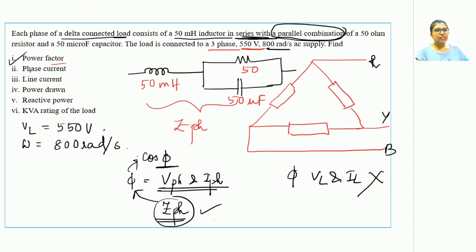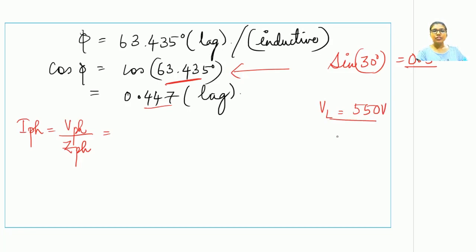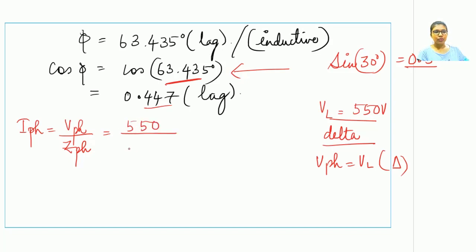The second bit is asking us for the phase current. For the phase current, the expression is given as V phase upon Z phase. Is the value of V phase known to us? Not yet. We only know the value of VL, which was given as 550 volts. What type of circuit are we dealing with? Right now, we are dealing with a delta circuit. For a delta circuit, V phase is equal to VL, right, in brackets delta. So it will have the same value, 550 upon Z phase. The value of Z phase is known to us, which is 22.36.